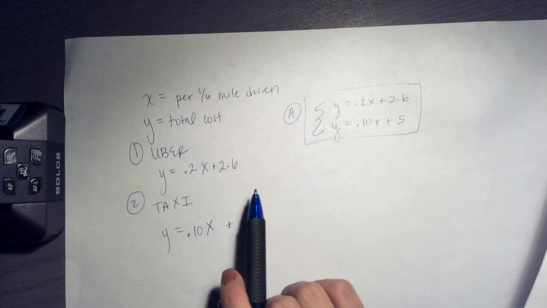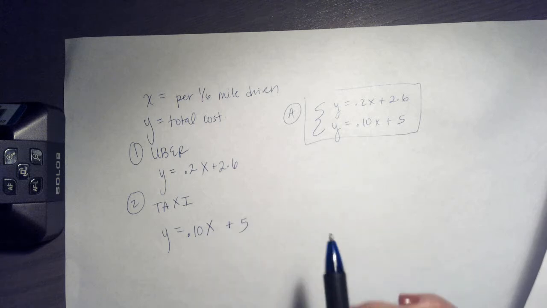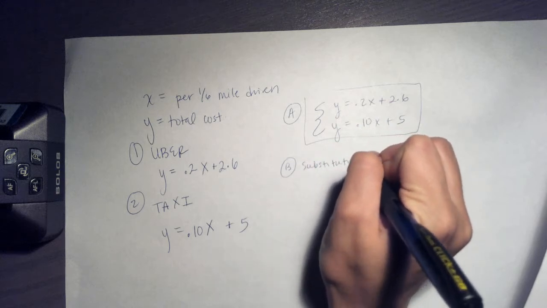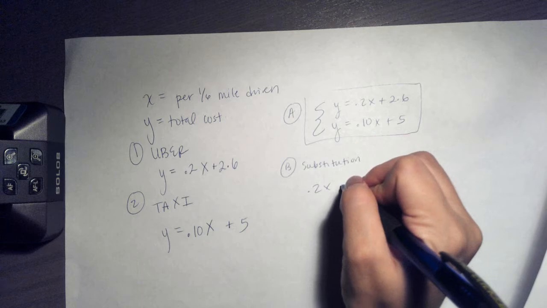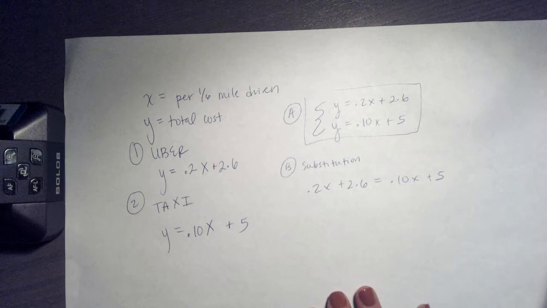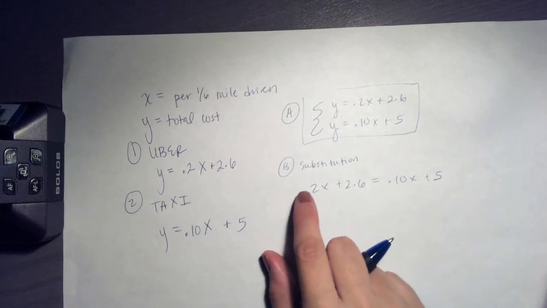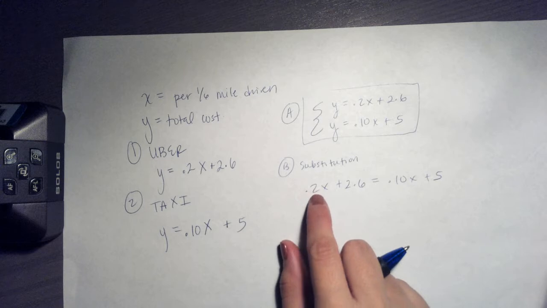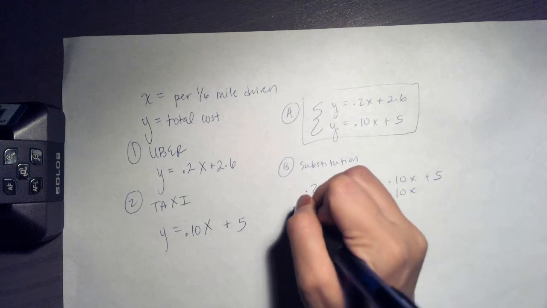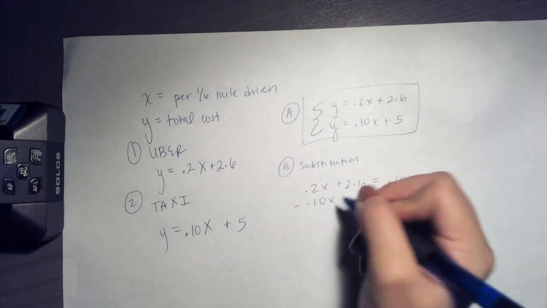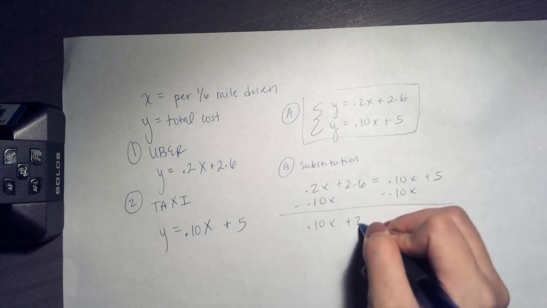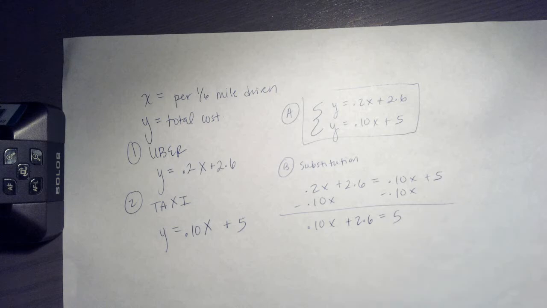Second trace here, they intersect. You could also look at the table. What I'm going to do is I'm just going to do this by substitution. So I'm going to equal them to each other. Right? So I'm going to move this over, right? 0.2 is bigger than 0.1, so I'm going to move 0.10x over. So this will be 0.10x plus 2.6 equals 5.